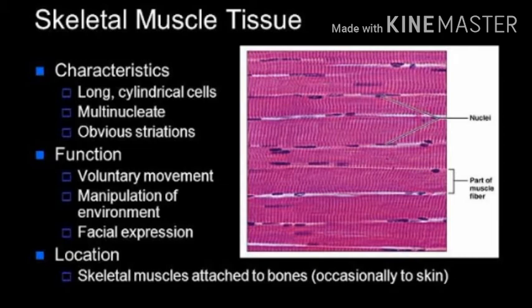Therefore, skeletal muscles are also called striated muscles. Because these are attached to the bones, these are under our own control, meaning we can move these muscles at our will. Thus, they are called voluntary muscles, which we can control. We find such types of muscles in the hand, leg, face, etc.